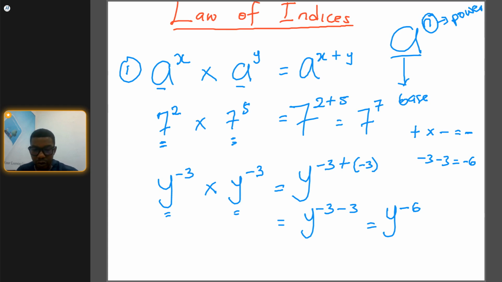Now we move to the second law of indices. I'll be cleaning the board now so we can proceed to the second law of indices. I want to be rest assured that the first law of indices is clear to everyone, right? Can I have a reaction? The first law of indices is clear with this simplification that we had under it. All right, okay. We'll move to the second law of indices.